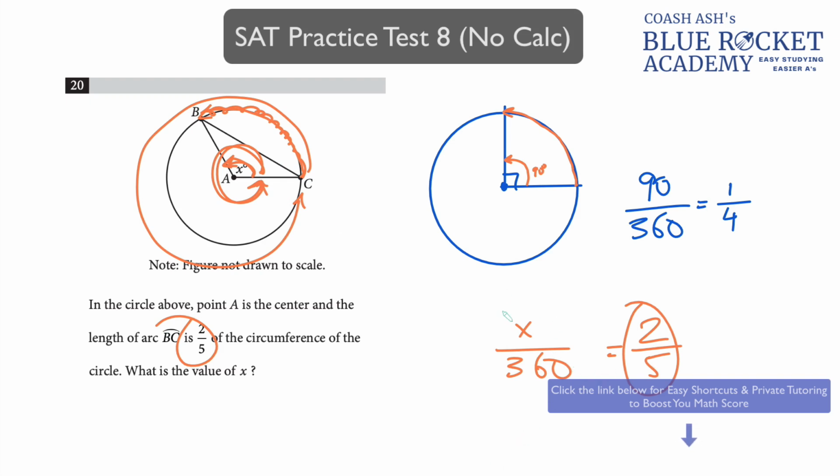Why is it 360? Because the entire angle around a circle is 360. And then it's easy, you just cross multiply. So how do you cross multiply this? You get 5x, right, this times this. So you get 5x is equal to 360 times 2, which is equal to 720. And then you divide by 5 on both sides. So when you divide by 5 on both sides, the answer that you get is 144 degrees. And so that's your answer.